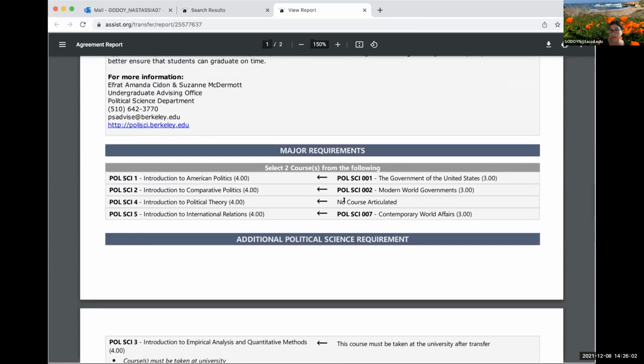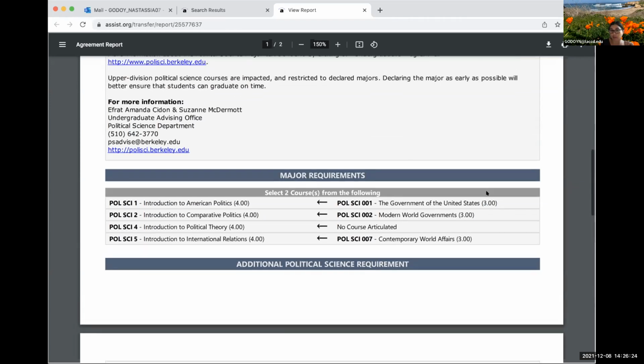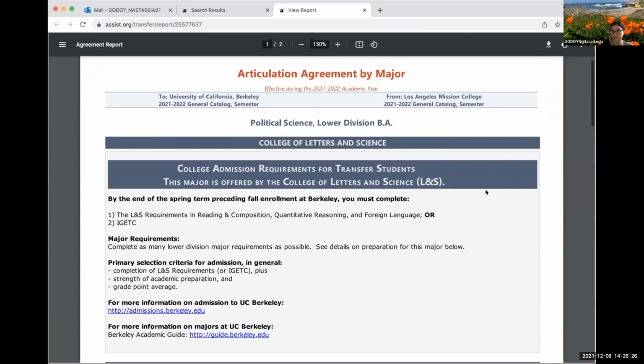It's important that I note the course number is political science 1. The course title is the government of the United States. And this number in the parentheses is how many units a course is. And this is important because you're going to need to know all 3 things for your educational plan that we're going to work on today. Any questions about looking at assist?